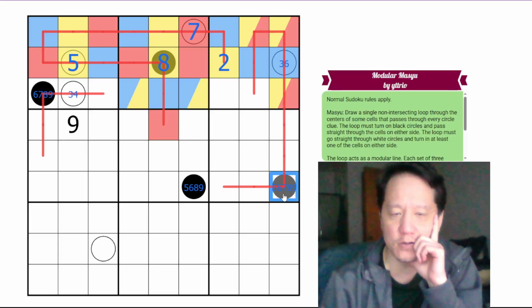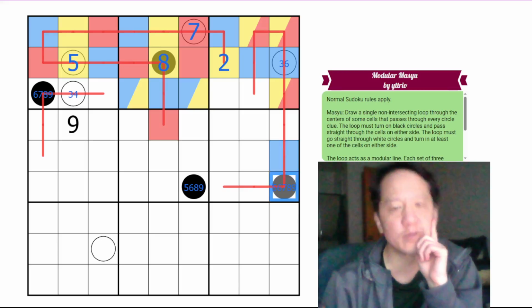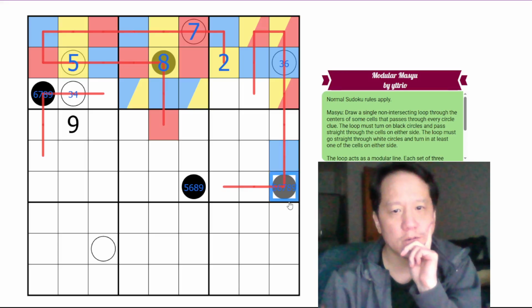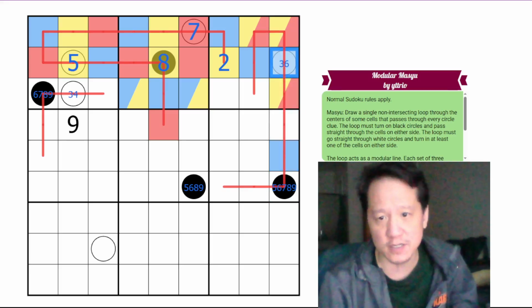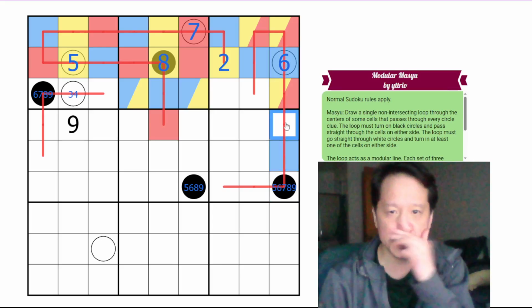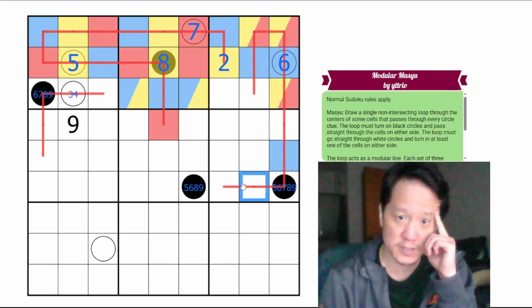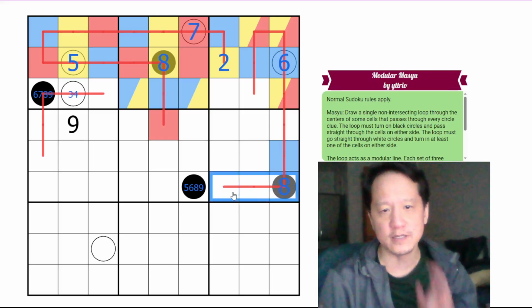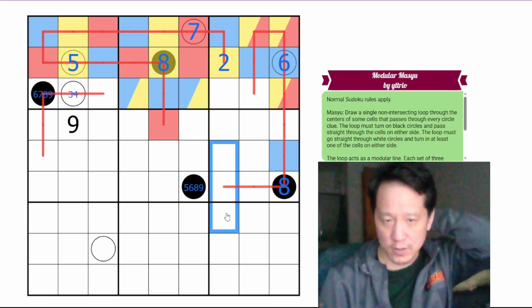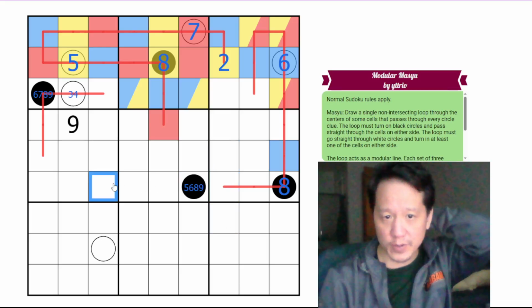This can only go... So it's blue here, which makes this blue. So this cannot be blue here. Which means this sees 1, 2, 3, 4, 5... So this is 6. This sees 1, 2, 3, 4, 5, 6, 7, 8 at least. And it cannot be 9, so this has to see 8, which means it turns here. So this cannot be turning this way.